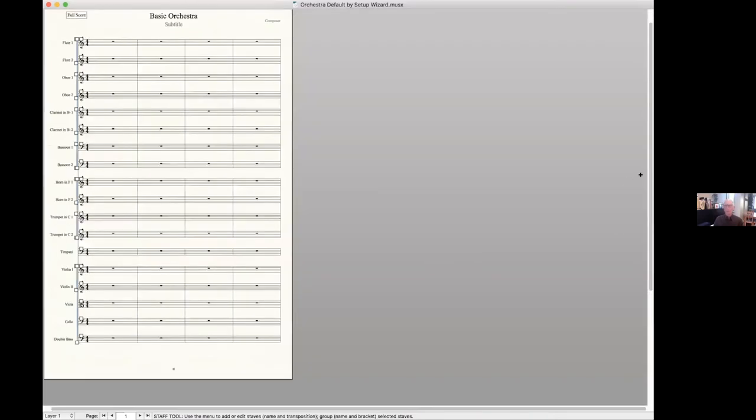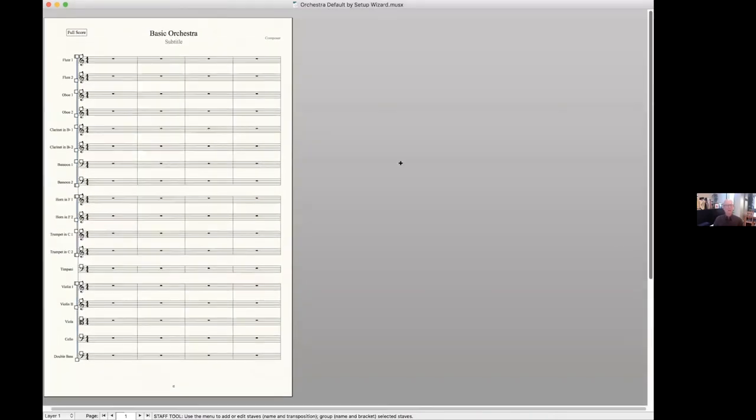In page view, it looks like this. Now, a lot of these are defaults. All of this is defaults. You can change all of this. One thing that Finale decides is based on the number of staves that you have and the size of the paper that you've specified. This is ledger size, tabloid size paper for a full score. It decides what percentage reduction is required to make all of that fit on the page.